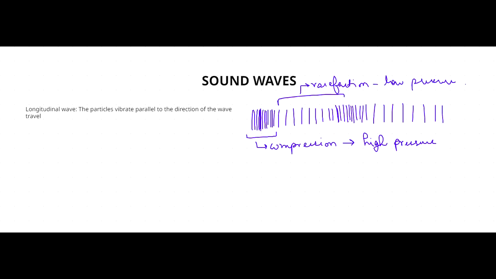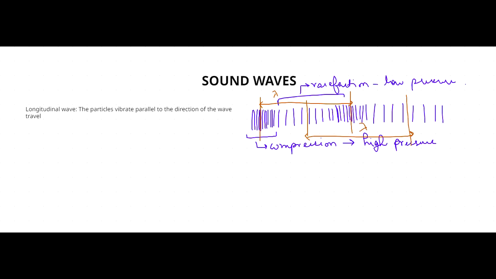Now, in a sound wave, we had discussed a wavelength. A wavelength can either be from the center of one compression to the center of the next compression, or from the center of one rarefaction to the center of another rarefaction. That's the wavelength, lambda. That is something we had discussed previously.